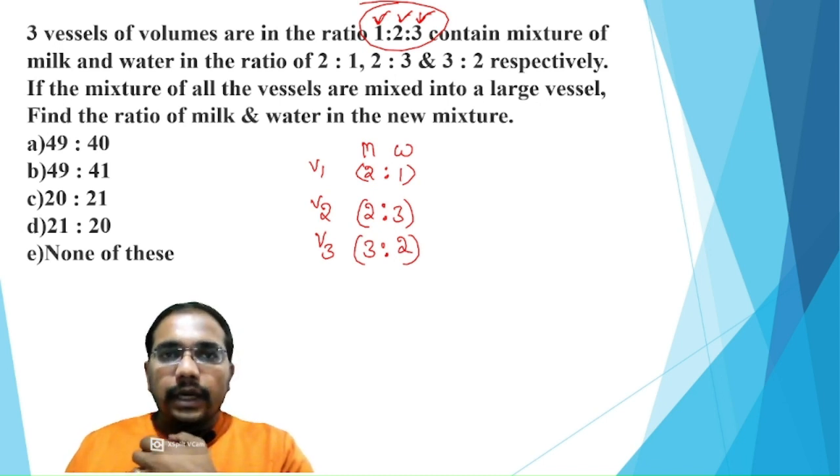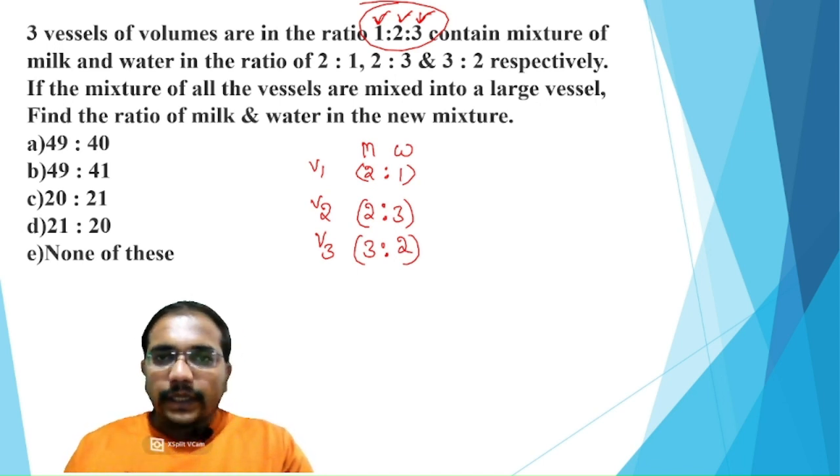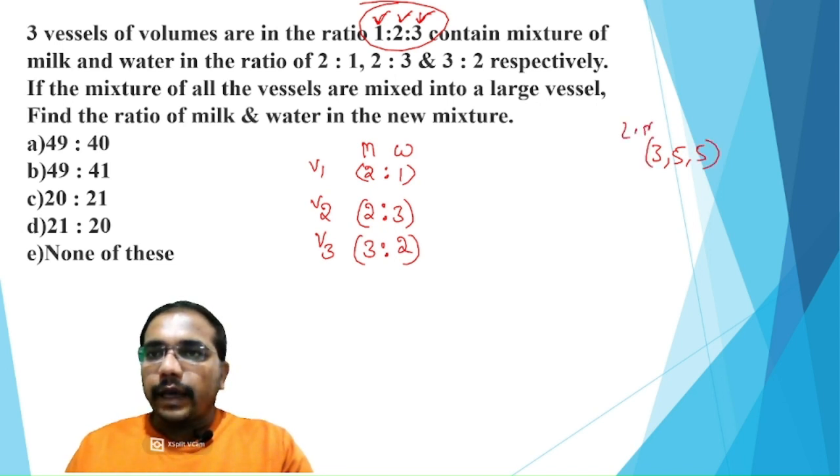But milk and water in the first vessel is 2:1. Milk and water in the second vessel is 2:3. And the third vessel is 3:2. If you observe, 2 plus 1 is how much value? 3. Next, 2 plus 3 is how much? 5. Next, 3 plus 2 is how much? 5. So the LCM of 3, 5, 5, how much value? 15.